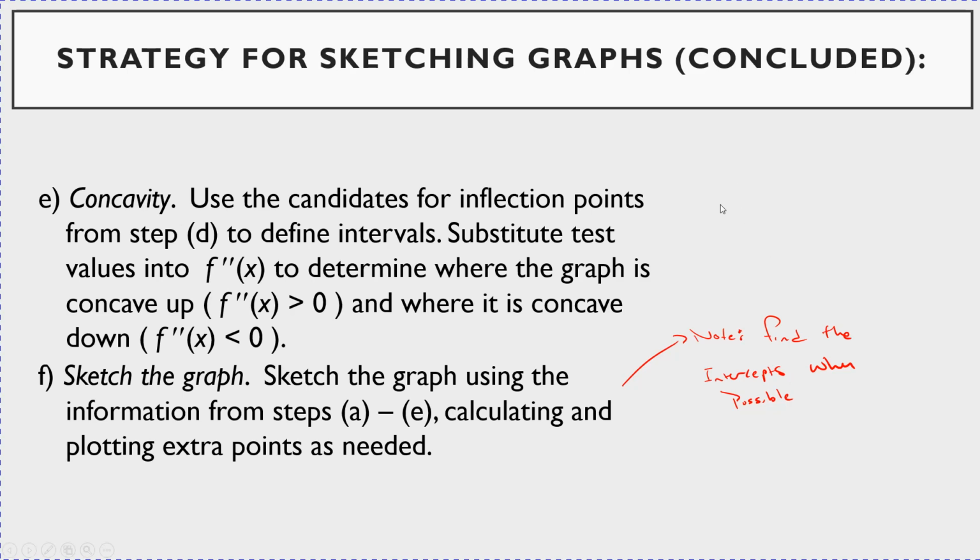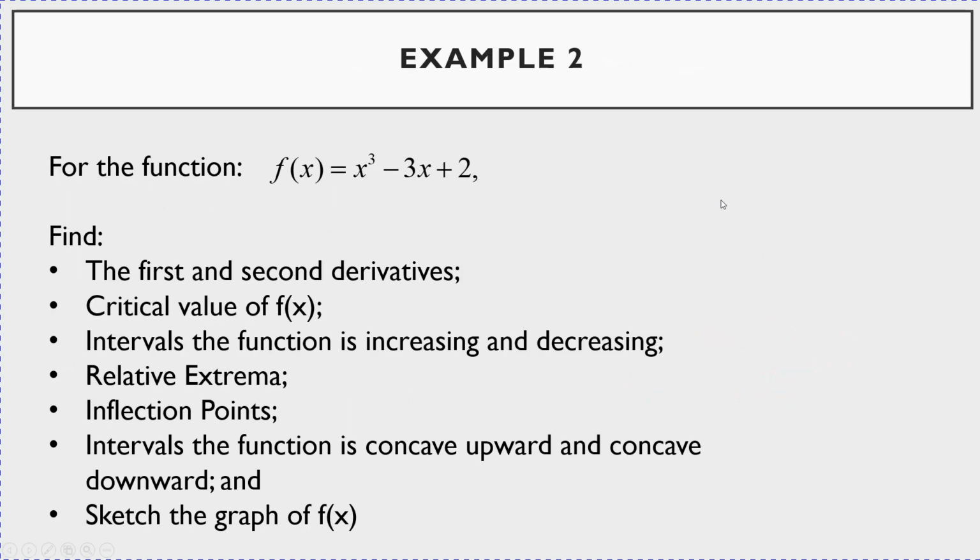Okay, so here's the problem. We're going to just do a real nice simple polynomial function. For this function, f of x is equal to x cubed minus 3x plus 2, here's what I want to do. Find the first and second derivatives. Find critical values of the function f of x. Let's find the intervals it's increasing or decreasing, relative extrema, inflection points, intervals the function is concave upward and concave downward, and then we're going to throw it all together and sketch the graph of this function.